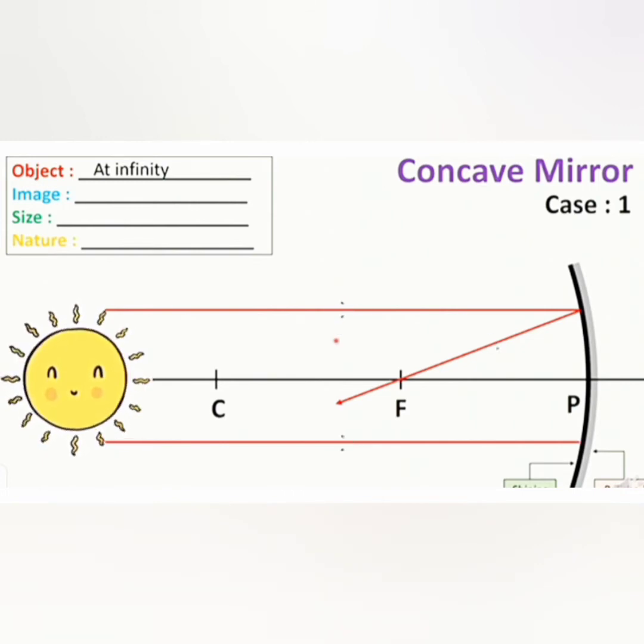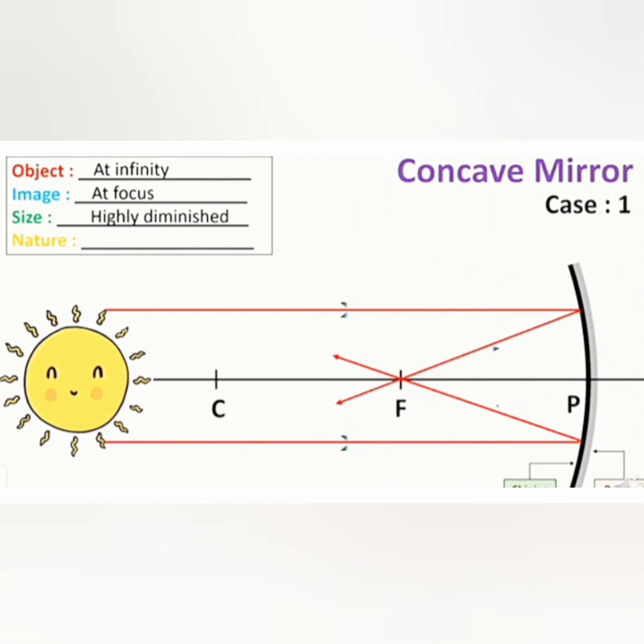Now another ray, also parallel to the principal axis, falls on the mirror from the object and also reflects through the focus. Then the two rays intersect at the same point F, that means the focus, so our image will be at F. This image size will be highly diminished and its nature is real and inverted. So our image is highly diminished, real and inverted.